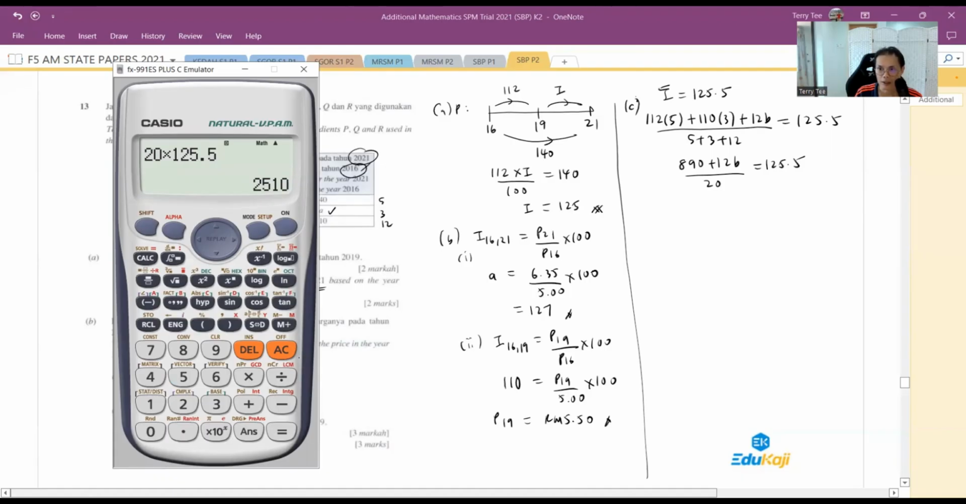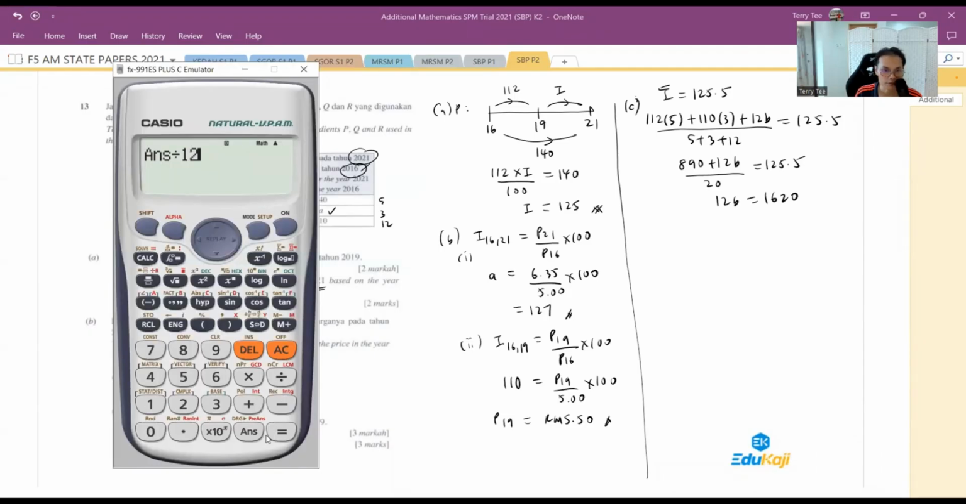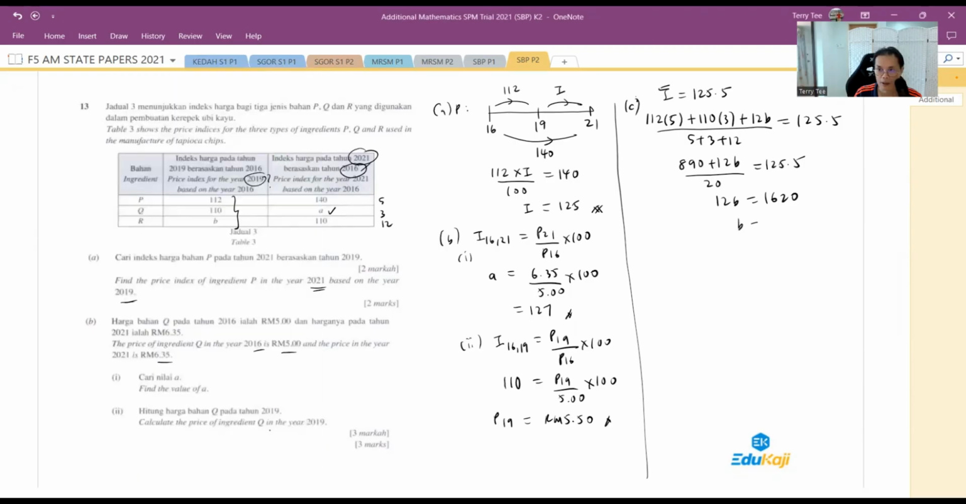Yeah, you minus 890. Yeah, I just minus 890. Okay, I do one by one up to here. 12b is 1620. Whatever I get, I divide by 12. 135. My b is 135. Okay. All right. It's not difficult.